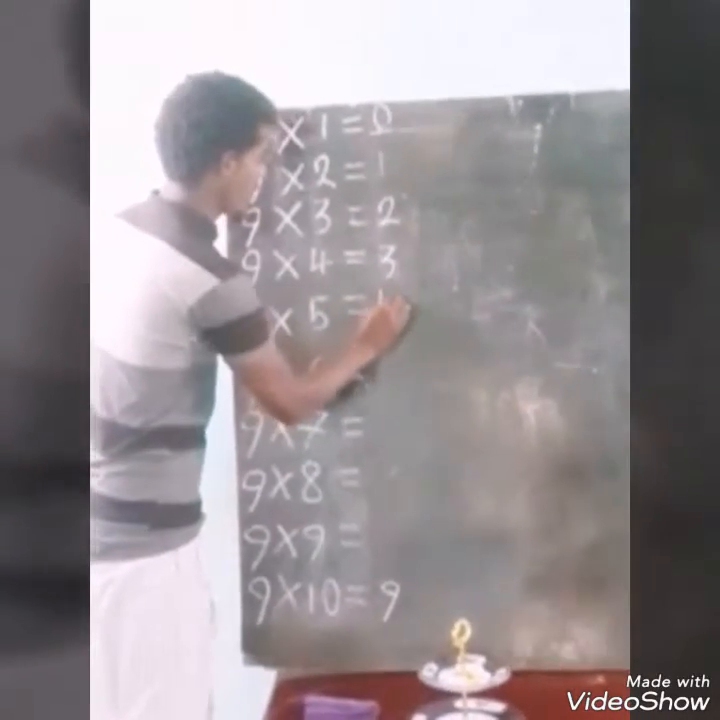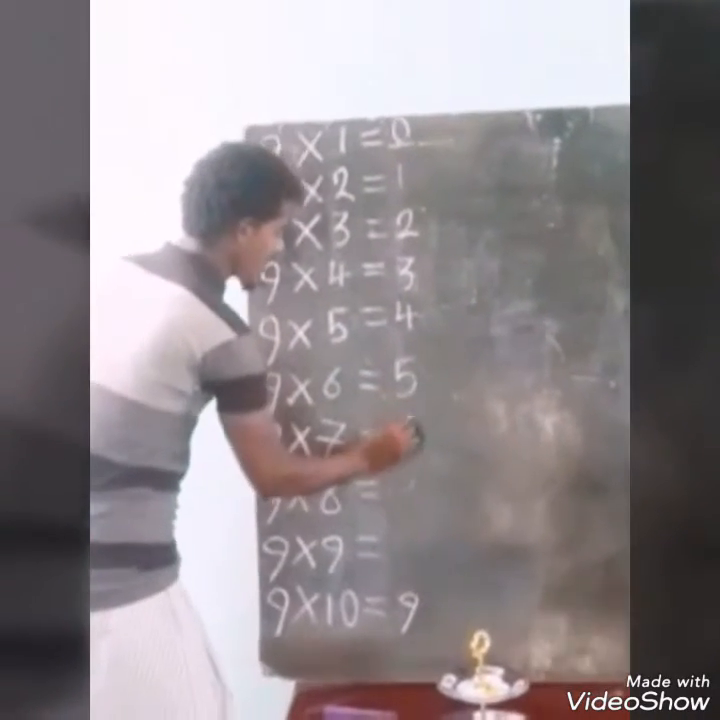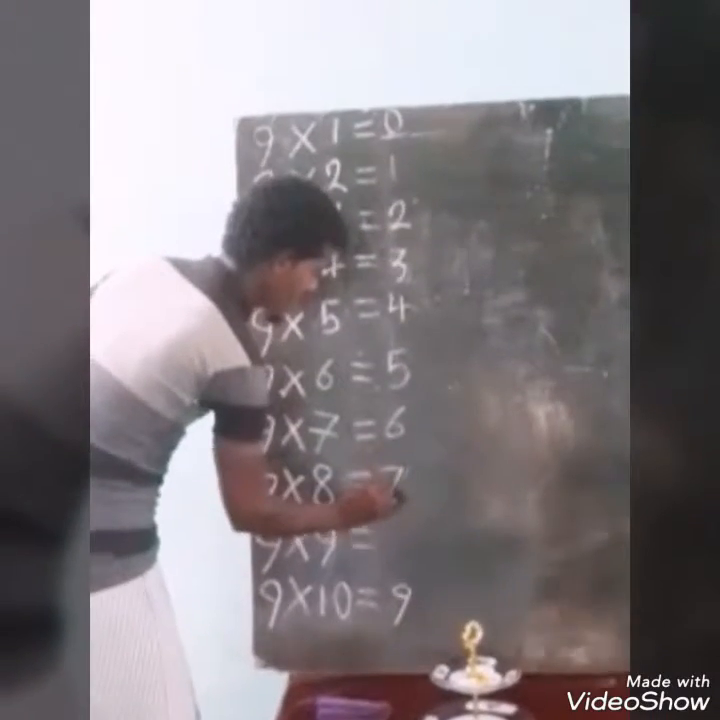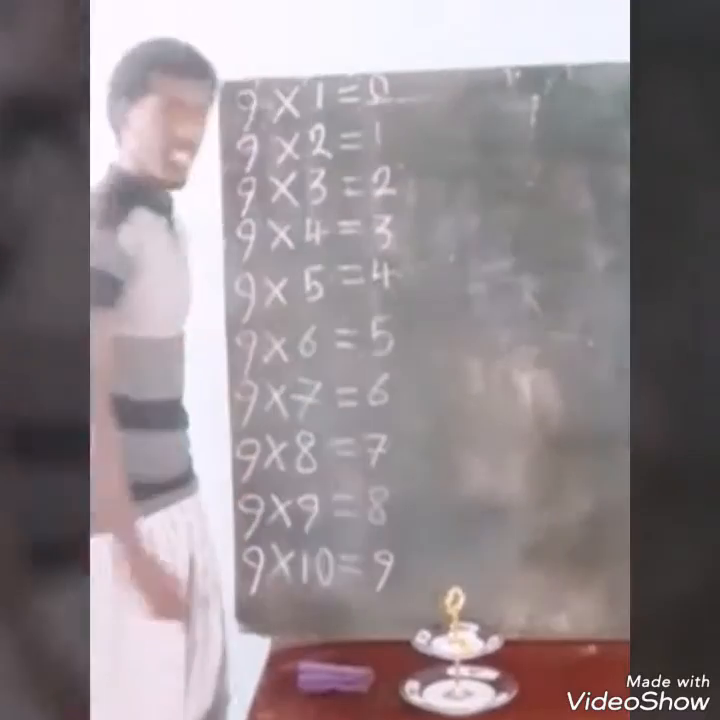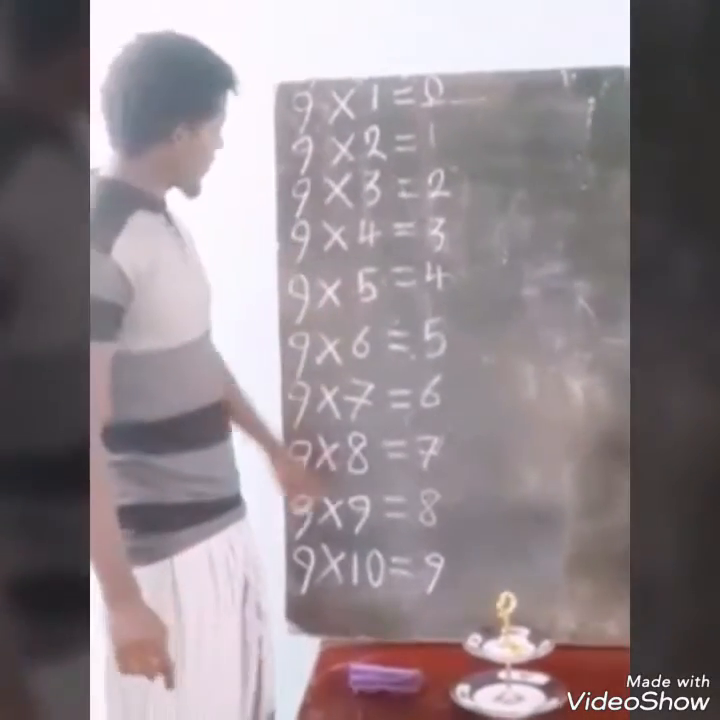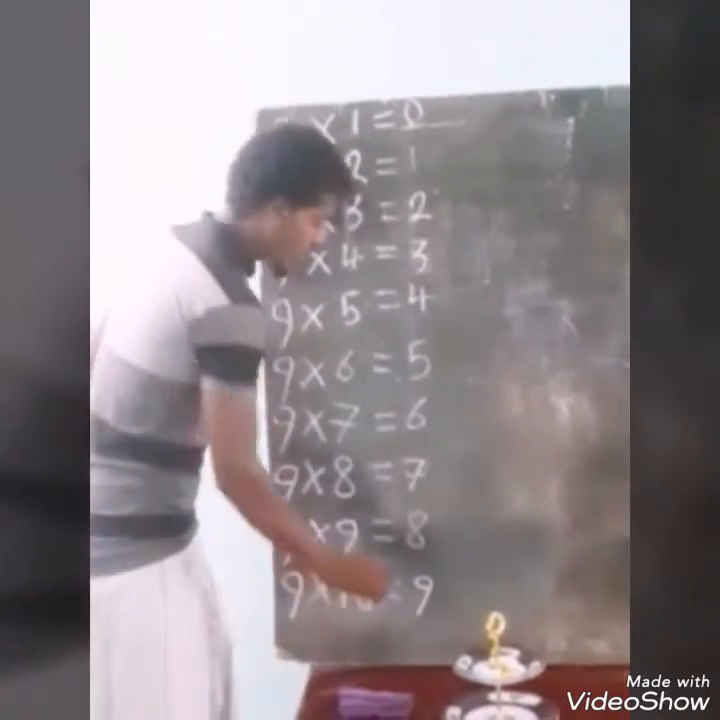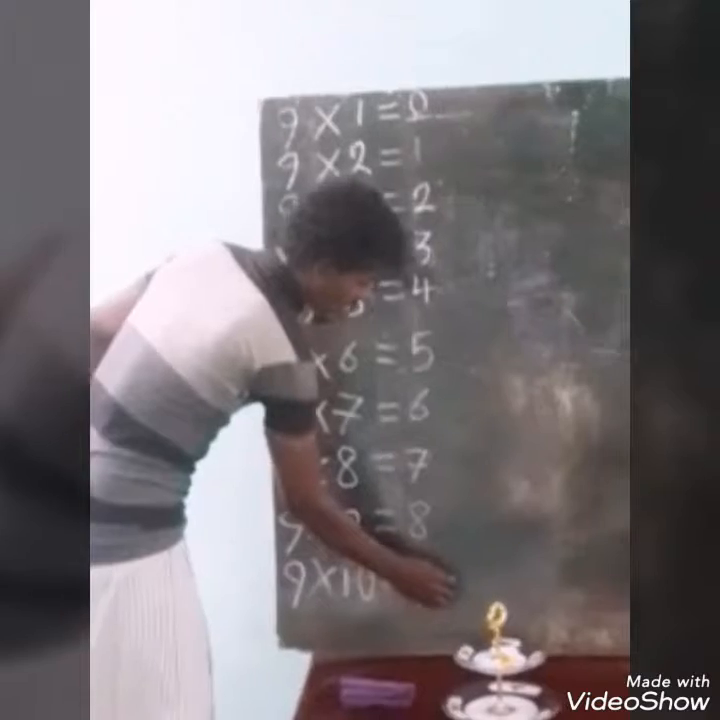4, 5, 6, 7, 8, and 9 is here. So after I finish the tens line, I am going to see the Sunday's line.